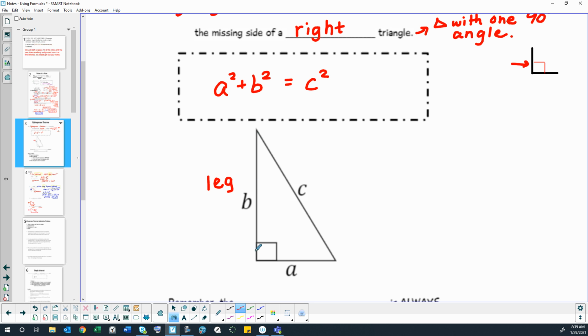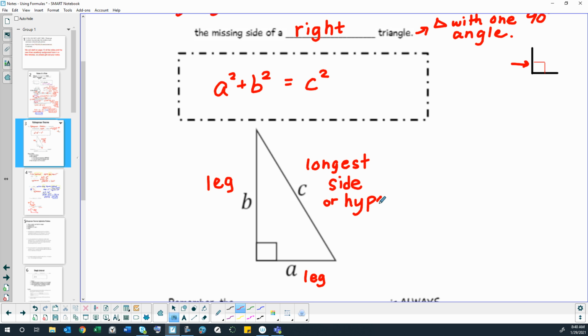So this is called a leg. It's adjacent to the right angle. Here's another leg that's also next to our right angle. And then our longest side is across from the right angle, and it is called the hypotenuse. So always make sure that you have that longest side, or hypotenuse, on the side of the formula that has that squared number by itself.